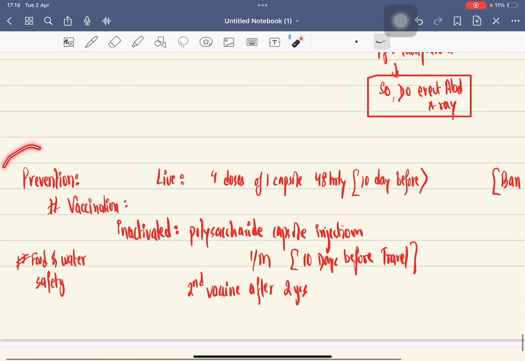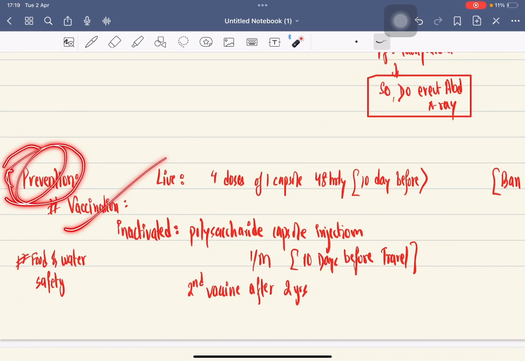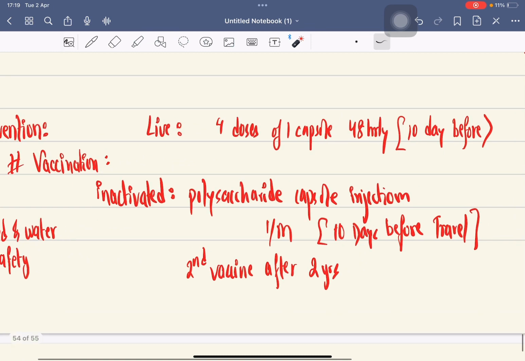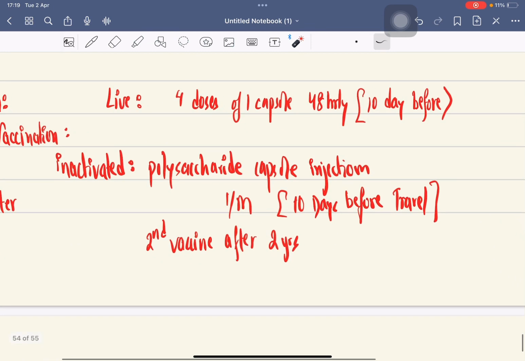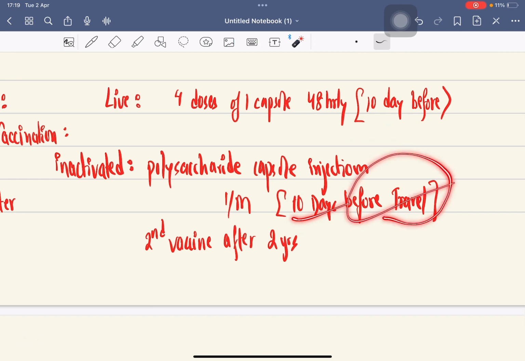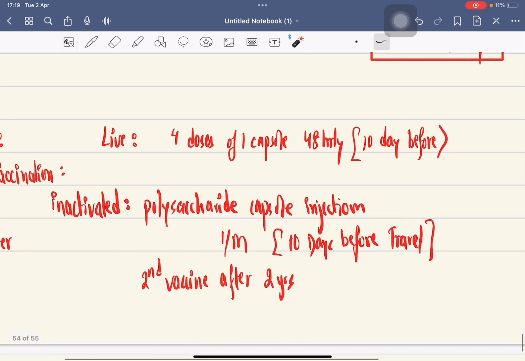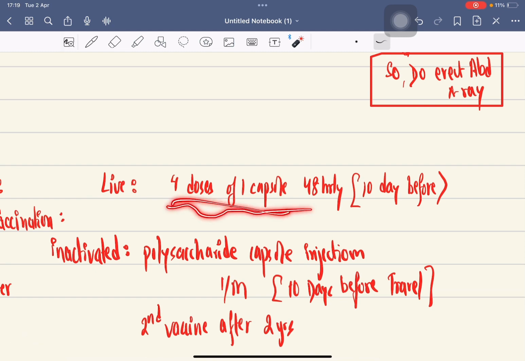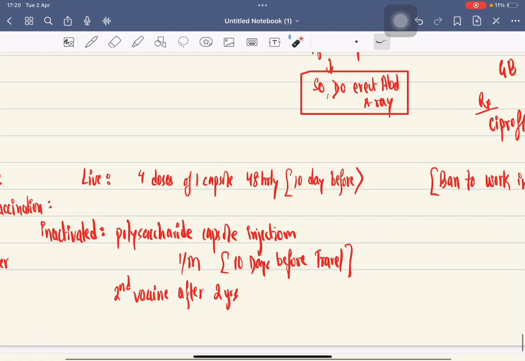Let's see prevention. For prevention, we have vaccination and food and water safety. In vaccination, we have inactivated and live vaccines. The inactivated vaccine is a polysaccharide capsule injected intramuscularly 10 days before travel, and the second dose is given after 2 years. And we have live vaccines. It is given as 4 doses of 1 capsule at 48 hourly intervals, starting 10 days before travel.